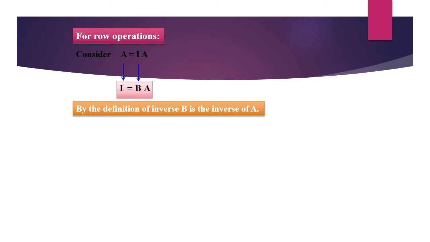And the main procedure behind applying row transformation is we need to convert the matrix A into I. Meanwhile, the matrix I gets converted into B and the matrix A in the RHS remains as it is. So we are obtaining the result I is equal to B into A by applying a series of row transformations. So by the definition of inverse, we get B is the inverse of matrix A.